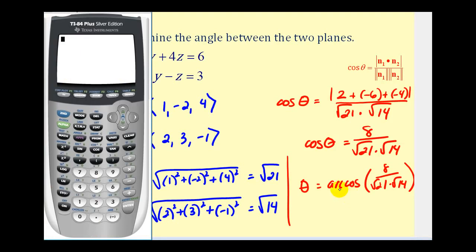Let's make sure that we're in degree mode. Notice in the third row that we are in degree mode. So now we're going to press second cosine. Our numerator is going to be 8 divided by a denominator of the square root of 21 times the square root of 14. Go ahead and press enter. Looks like the acute angle between these two planes is approximately 62.2 degrees.